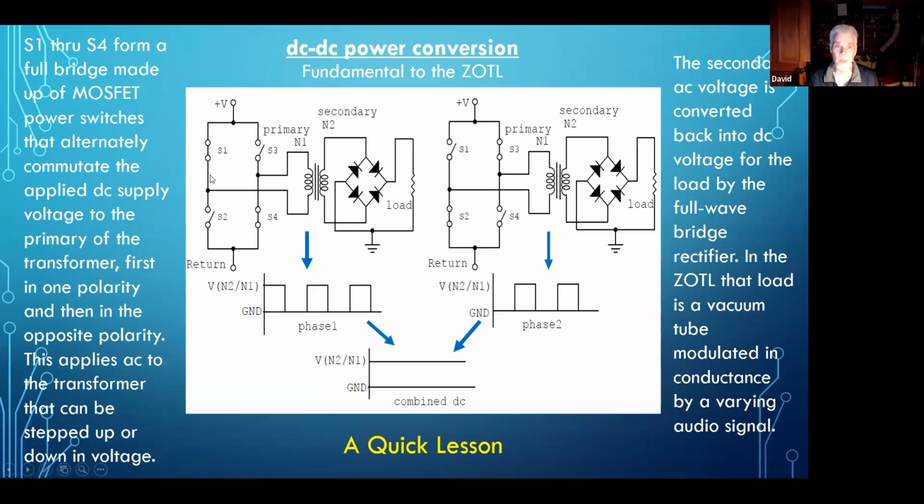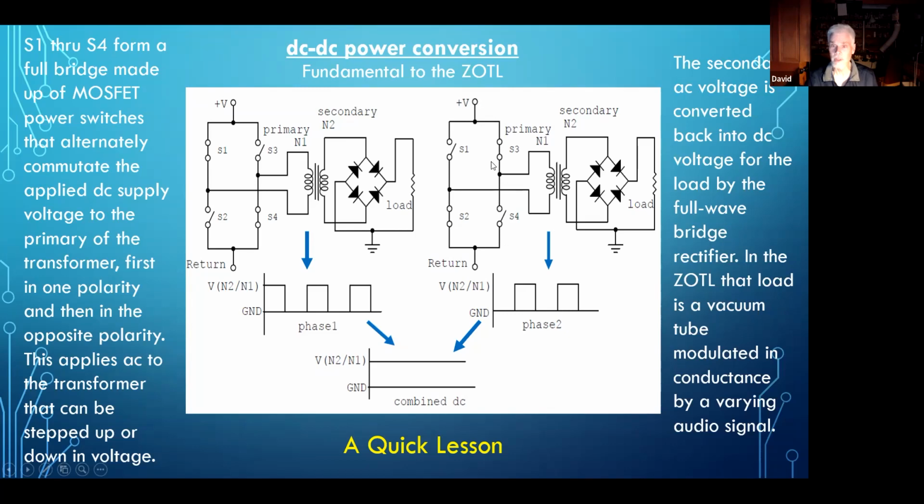So let's look at this. Switch 1 is closed, switch 4 is closed, 3 and 2 are open. So for this scenario, the voltage between the plus V and the return is applied in a polarity across the primary winding of this transformer, V plus to return in that polarity. The output of the transformer, you just get a square wave, and I call this phase 1. In phase 2, now switch 3 is closed and switch 2 is closed.